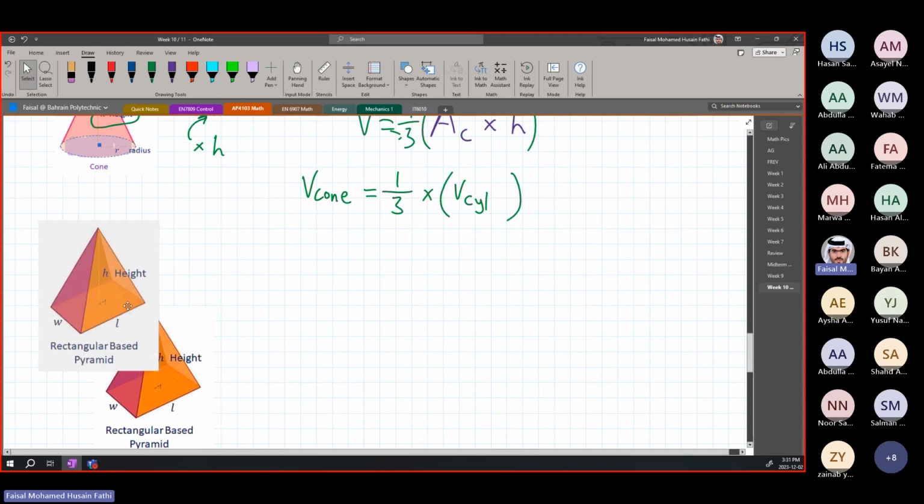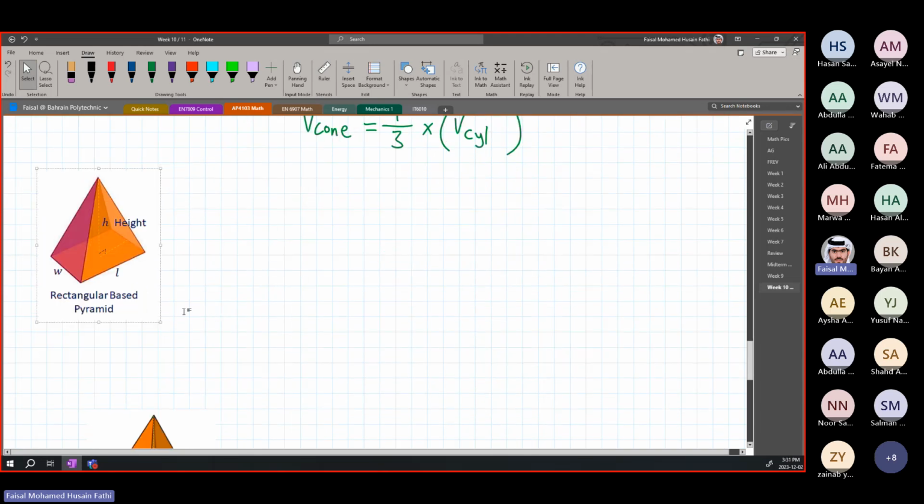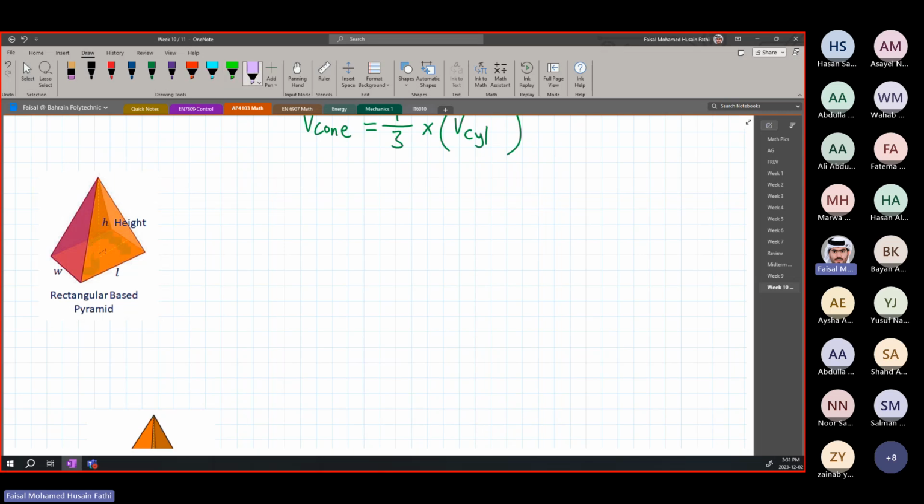The same exact concept is applied for pyramids, depending on the base of the pyramid. In this case, this is the base of the pyramid at the bottom, which is a rectangle. And for a rectangle, we know that the area is equal to length times width. To find the volume, what do we do? We need to look at the new extension, which in this case is the height.